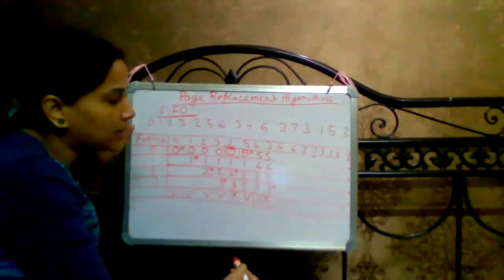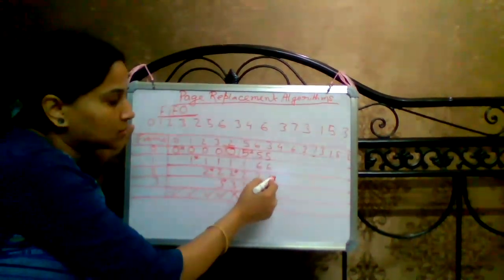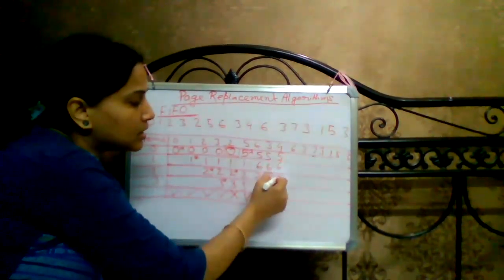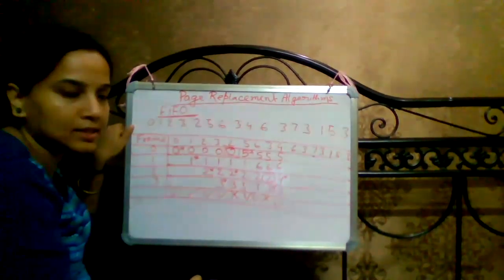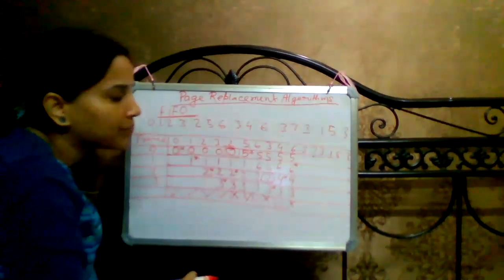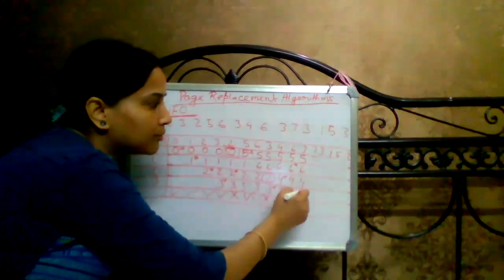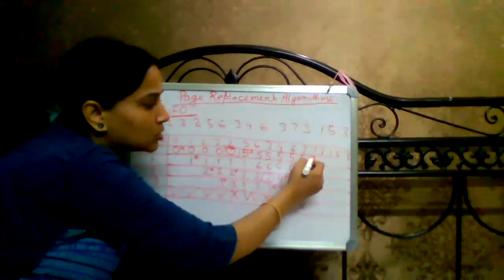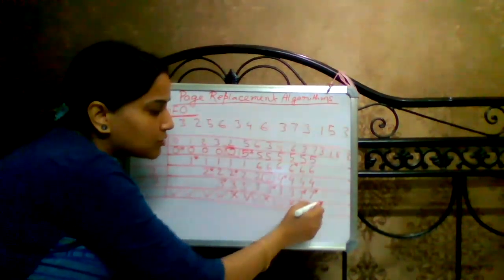Next 4, which one will be replaced? 5, 6. Then next, the first inserted page is 2. So 2 will be replaced here. So 5, 6, 4 and 3. 4 is the running page and a page fault occurs. Next 6 is already there, so no page fault. 5, 6, 4, 3. Next 3 is already there, no page fault. 5, 6, 4 and 3. Next 7, which one will be replaced? 3 will be replaced. So 5, 6, 4 and 7. 7 is the running page, page fault occurs.